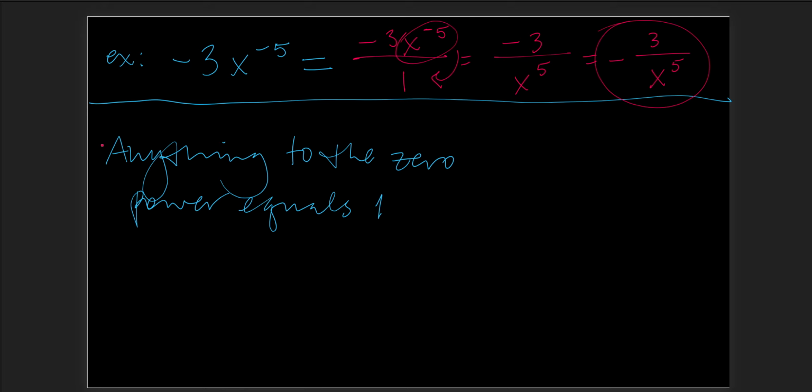Next concept to remember is that anything to the 0 power equals 1. So 3 to the 0 power equals 1. Isn't that strange? You would think maybe it's 0. A 7 to the 0 power equals 1. An 18 to the 0 power equals 1. Anything to the 0 power equals 1, and that's something for you to remember. 100 to the 0 power equals 1. If I had a whole negative number here like this, negative 2 to the 0 power, that equals 1. So your job is to remember that anything to the 0 power equals 1, okay?